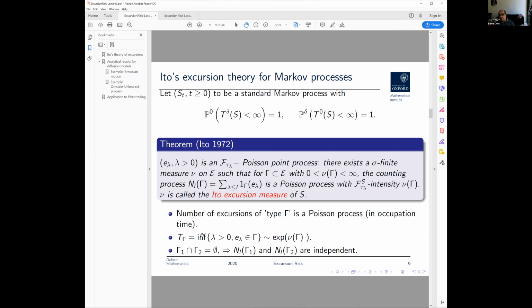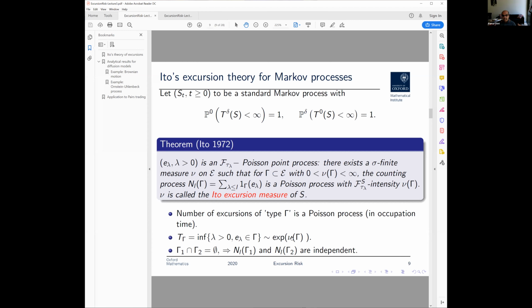For example, one of the things we know about the Poisson process is that the intervals between the events are exponentially distributed with parameter nu of gamma. So if I ask, what is the occupation time I have to wait until I see an excursion of type gamma? When is the first excursion which will fall in this set gamma? Because it's a Poisson process, this corresponds to the first event of a Poisson process. It's an exponential time with parameter nu of gamma. So if you give me a set of excursions gamma, and I ask how much I need to wait until I see an excursion of S in this set, you need to wait an exponential time, which has this law.